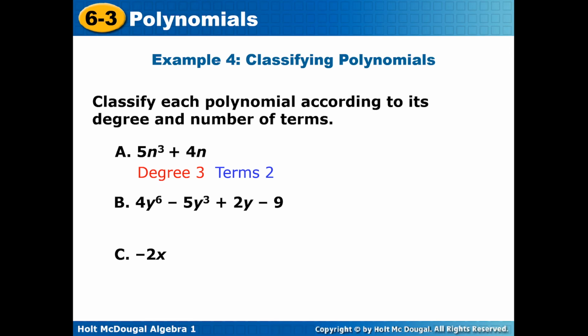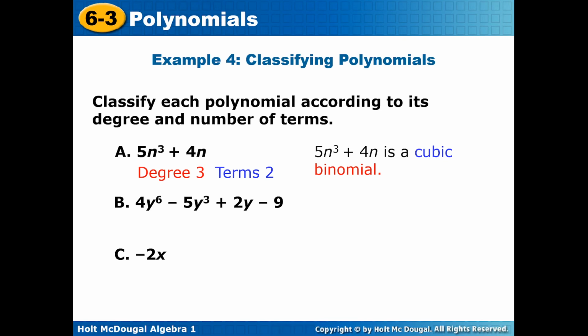How do we classify this? Well, if you take a look at your chart really quickly, a degree of 3 means we have a cubic, and 2 terms means we have a binomial. It's relatively weird because the way that this presentation does it, cubic is blue when it should be red. Moving on, however.